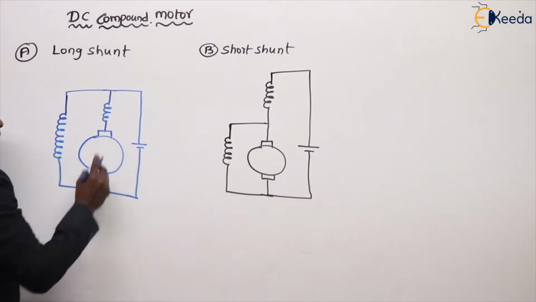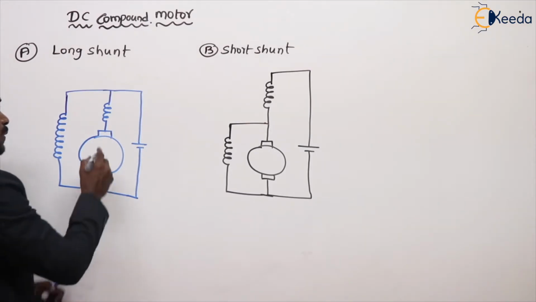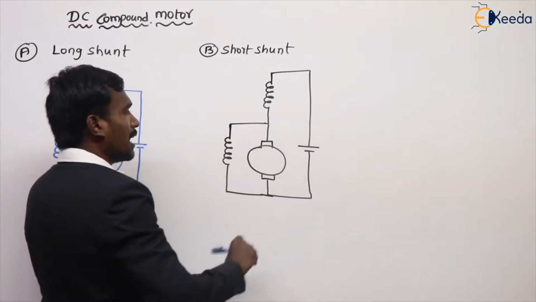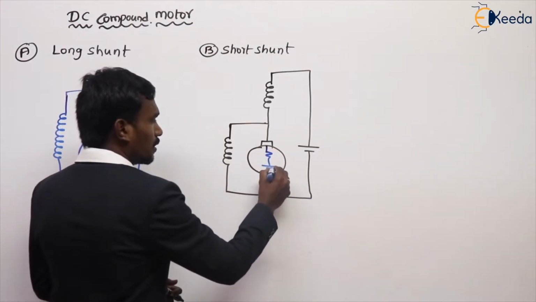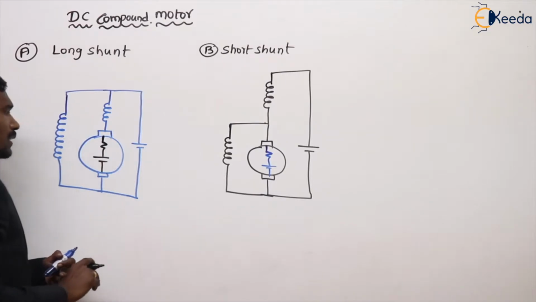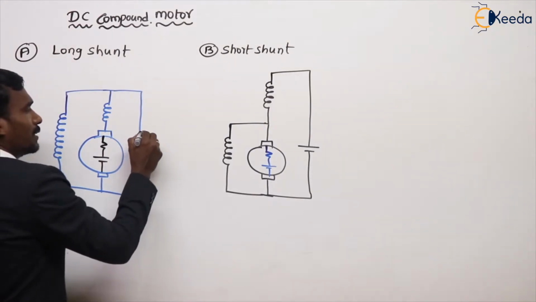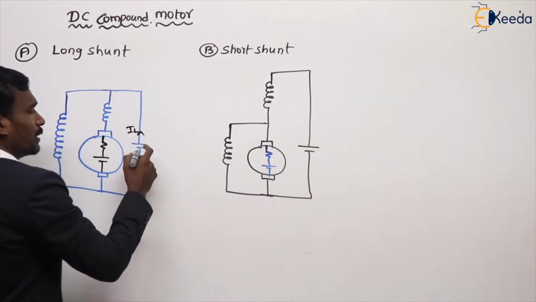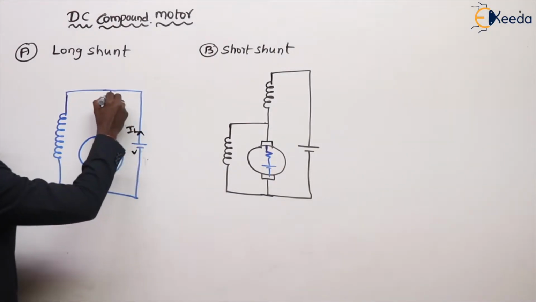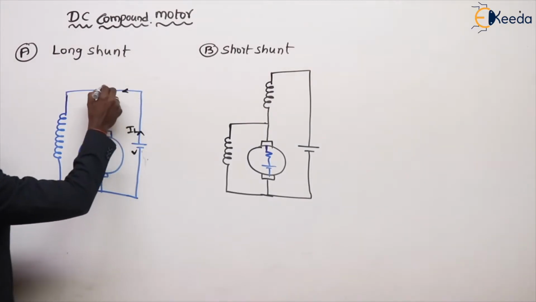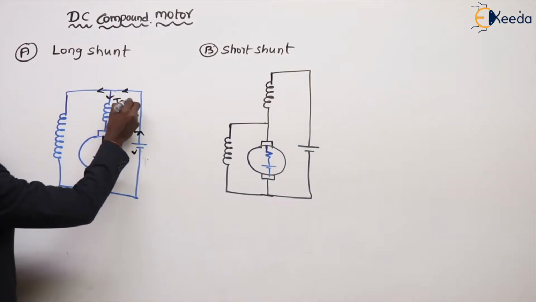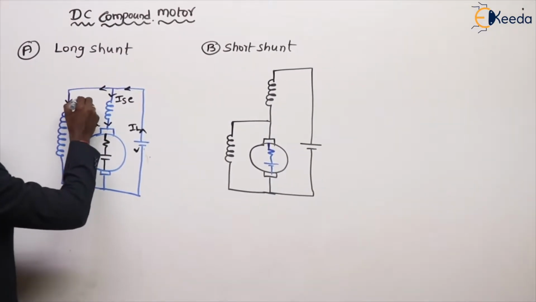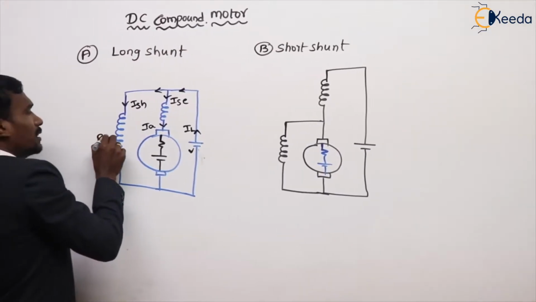As usual, here we have an armature, and here we have an armature again. What is here? The supply voltage V, and the current is IL. This IL is divided into two parts: one is ISE, which is IA, and the other is ISH, and here the resistance is RF.